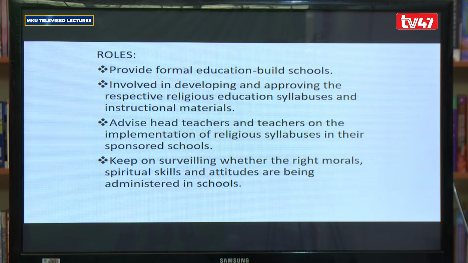They provide formal education when it comes to the building of the schools. They are involved in developing and approving the respective religious education syllabuses and instructional materials. They advise the head teachers and teachers on the implementation of religious syllabuses in their sponsored schools. They also keep on surveilling whether the right morals, the spiritual skills and attitudes are being administered in the school.